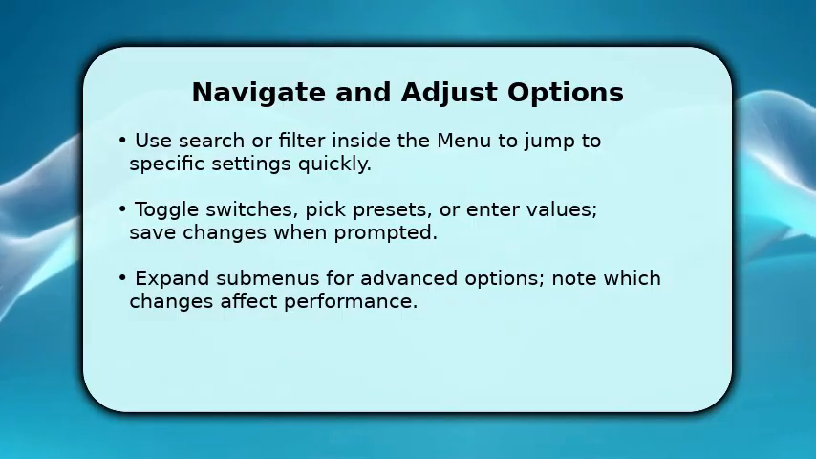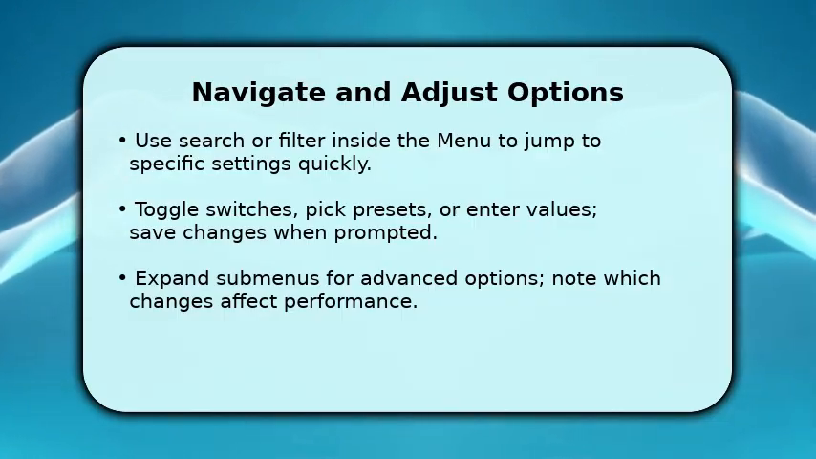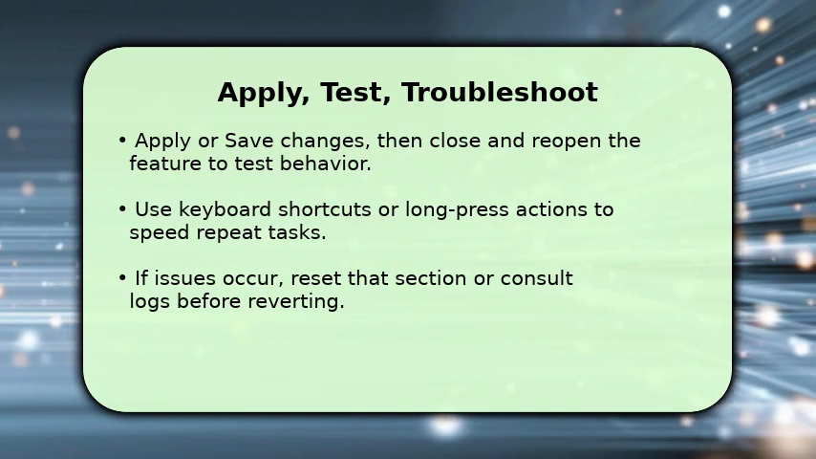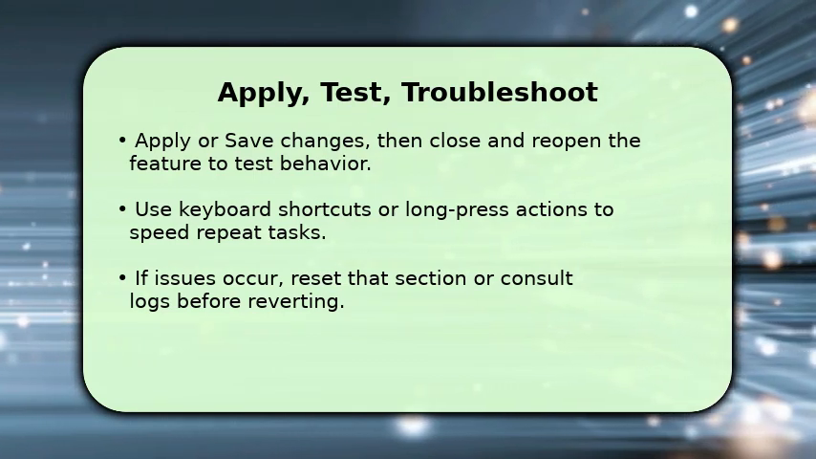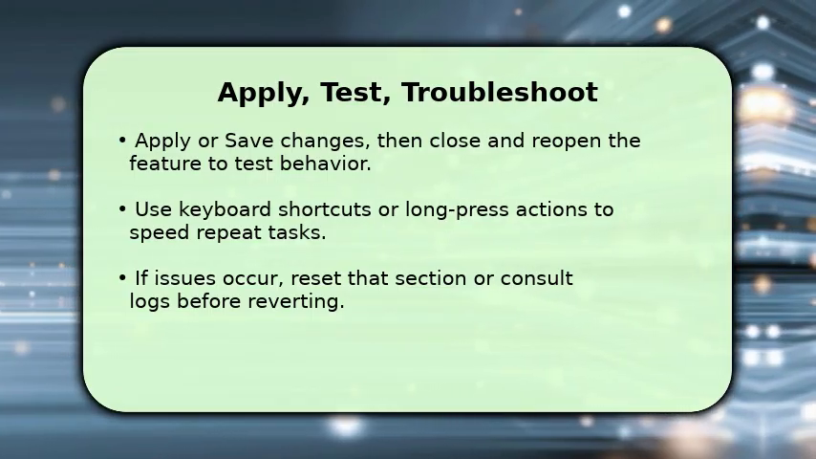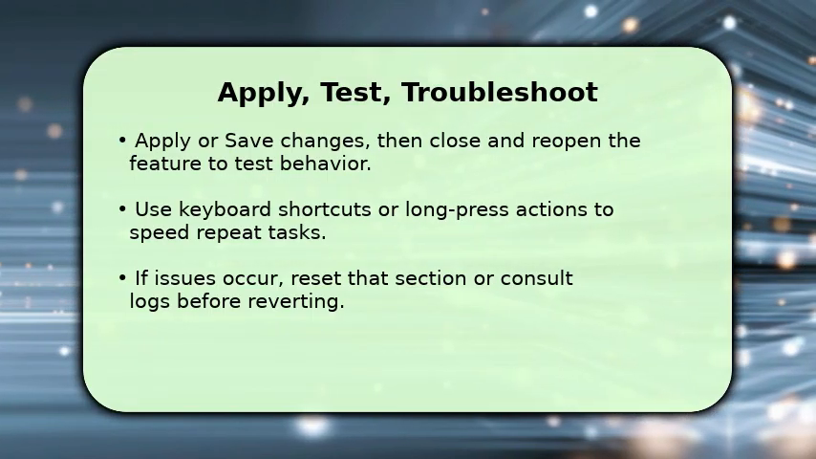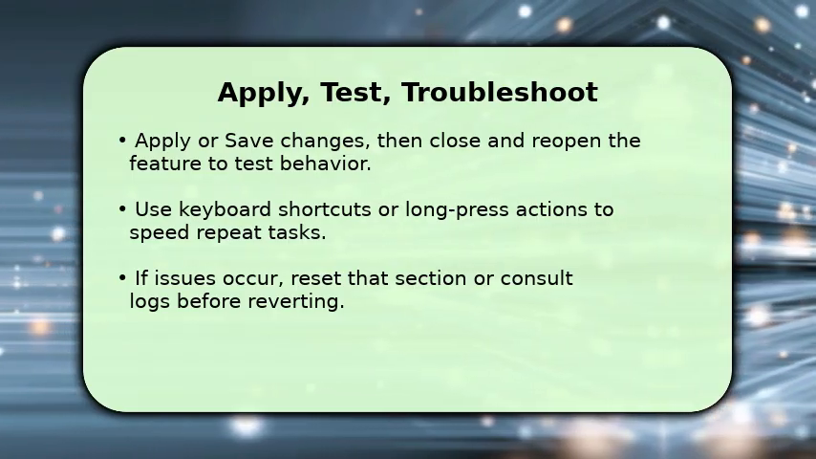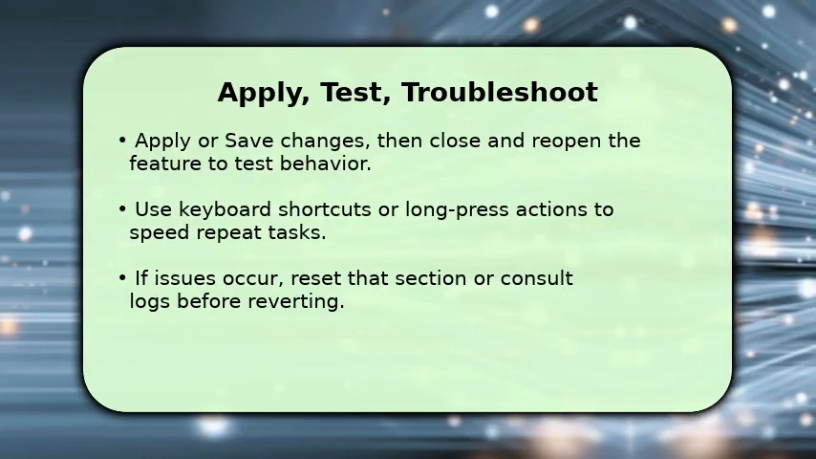Finally, apply or save your changes and test the feature immediately so you see the result. You should close and reopen the specific tool or use a shortcut to confirm consistent behavior. If things work, note shortcuts or long press actions that speed repeat tasks. If something breaks, try resetting that menu section or check logs to identify the cause before reverting everything.